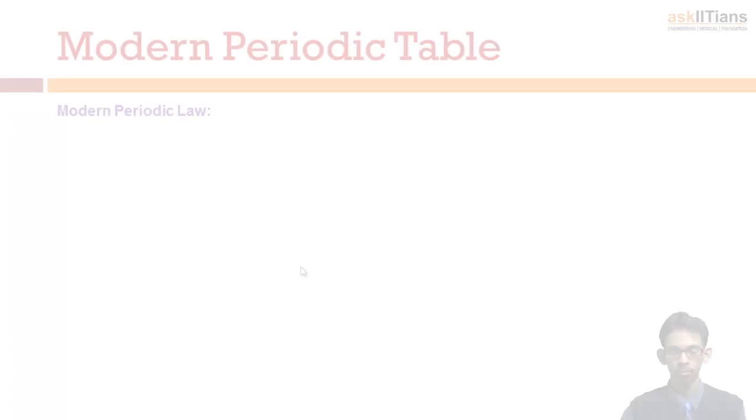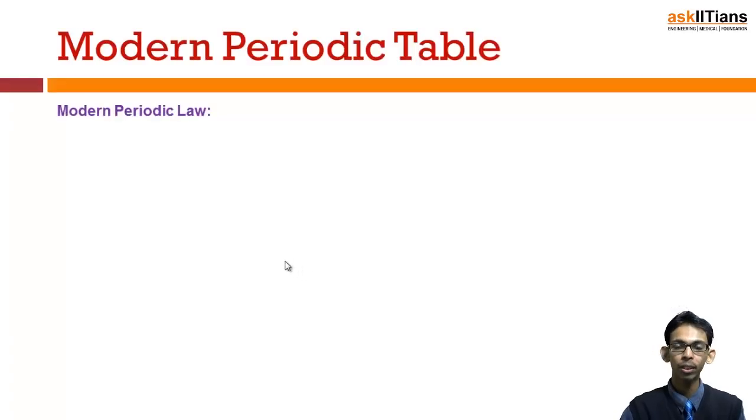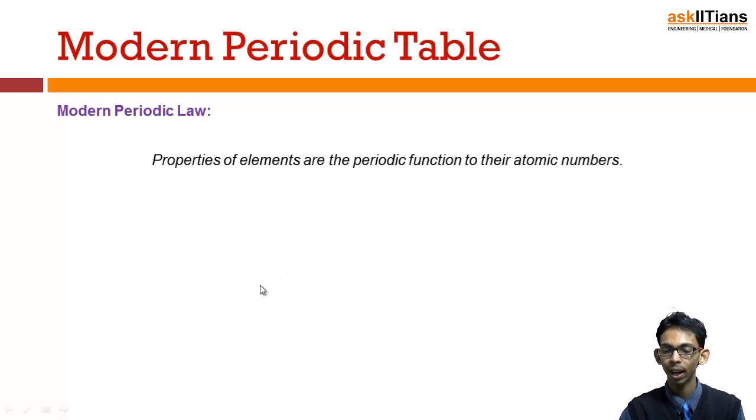So let's start. Modern periodic table. After the failure of Mendeleev's periodic table, a new periodic table was produced which we follow till today also, and that is known as the modern periodic table, which is based on another law called the modern periodic law. According to the modern periodic law, the properties of elements are a periodic function of their atomic numbers and not atomic masses. Mendeleev's periodic law stated that properties of elements are a periodic function of their atomic weights, but according to modern periodic law, the properties of elements are a periodic function of their atomic numbers.